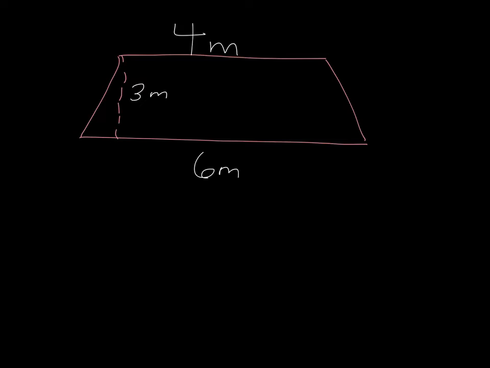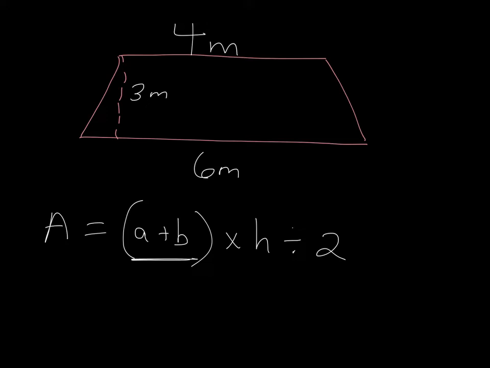Okay, so the following trapezoid has the dimensions 4 for the top, 6 for the base, and 3 for the height. So the formula that I like to use is area equals (A plus B) times the height divided by 2. Now, A plus B are basically the side lengths. So it's this side plus this side.